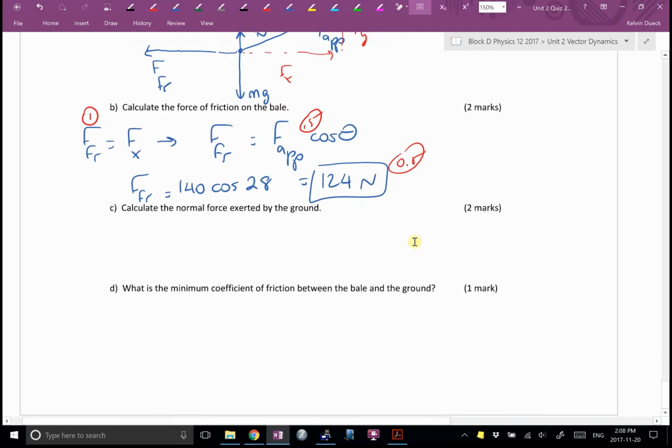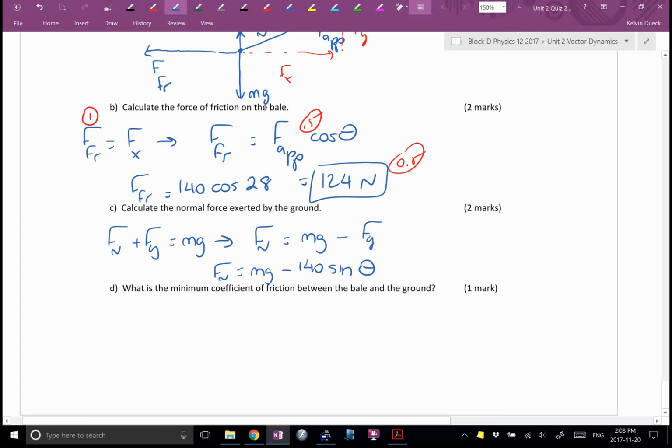Calculate the normal force exerted by the ground. Unfortunately, I can't say, oh, look, another force the same size as a normal force. It's not mg. What I can say is I know several other forces. In fact, am I sinking to the ground? No. Am I flying into the air? No. Everything up has to equal everything down, which means the normal force is going to be mg minus Fy.